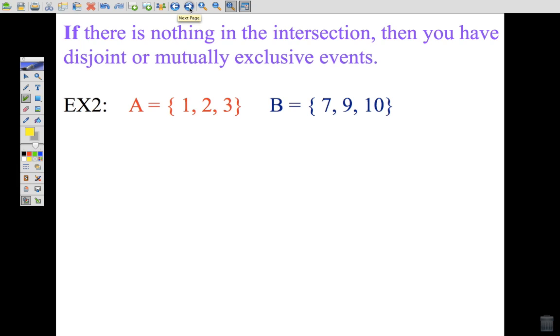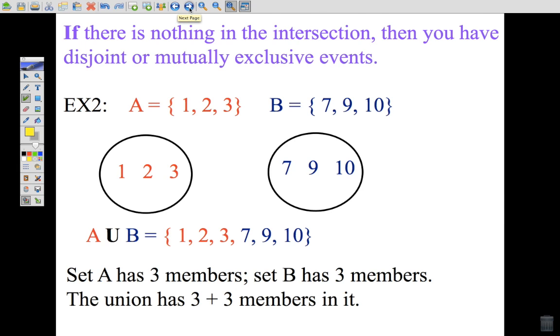Now let's take a look at another example. This example is going to show us that if there's nothing in that intersection, you have what we call disjoint or mutually exclusive sets. So set A is in red, B is in blue again. And I notice when we map both of them in our Venn diagrams, the union actually does have 6 members in it, taking the 3 members in A, adding into it the 3 members in B. We have a total of 6 members in the union. There was nothing in the intersection. These two sets are disjoint. In essence, they have nothing in common. They are mutually exclusive.